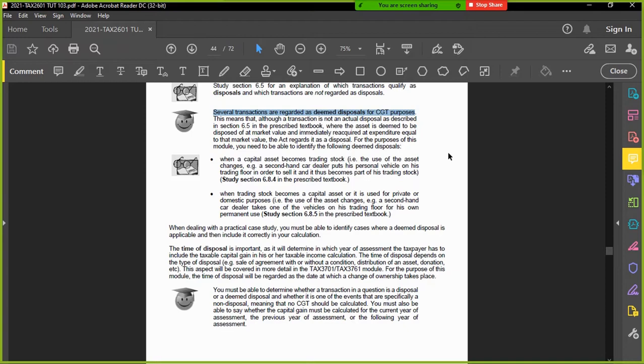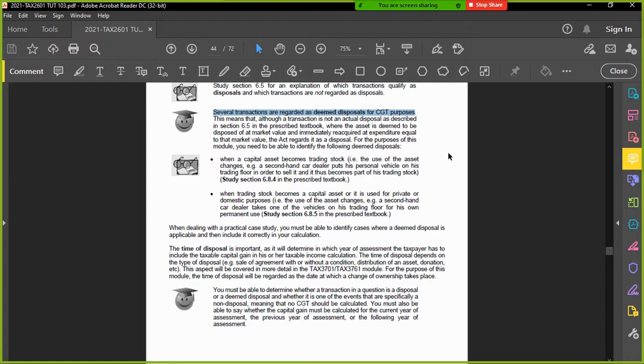But when it's a divorce, it's a bit different because you have something called a rollover, where one spouse can take over an asset without CGT being applied. But again, it's very specific, so I'm just using it as an example of a deemed disposal.